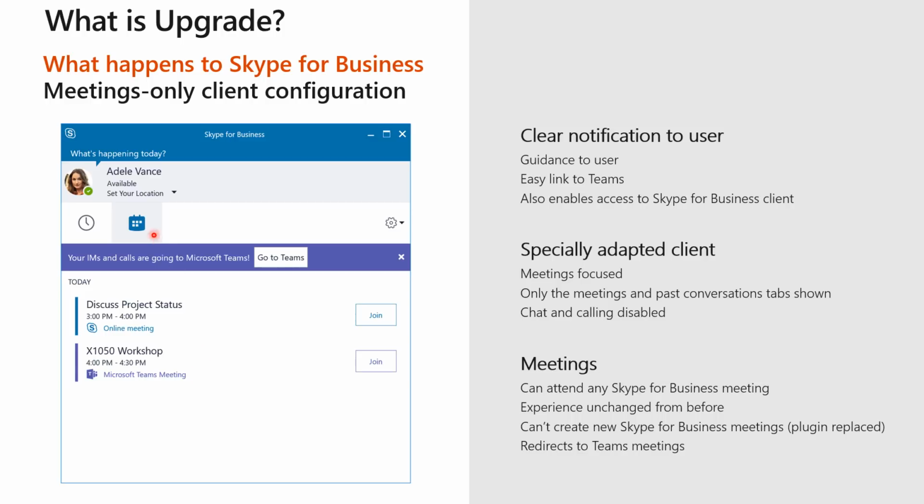I'll also have the capability of clicking into my recent conversation here and be able to see the conversation history from my existing meetings, as well as any previous conversations that I may have had in my Skype for Business client. This is a specially adapted client specifically for the purposes of joining meetings because, as we mentioned earlier, when we are upgraded into Teams only mode, we will be able to create new meetings as Teams meetings, but when you join Skype for Business meetings, they're always joined with the Skype for Business client.